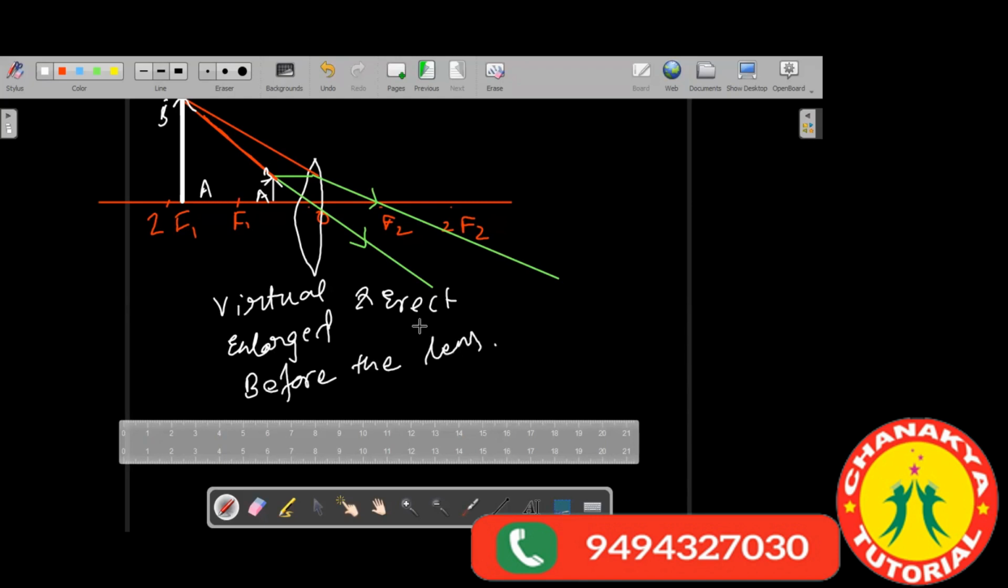Got it? Yes, sir. Okay. So anyone having any doubt? I think by the next class, you should be aware of all the ray diagrams of the concave and the convex lenses so that we can move on further to the lens formula. Okay. So all of you, just practice all the ray diagrams.